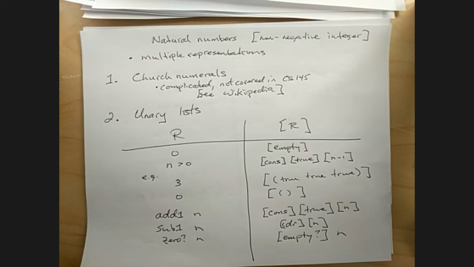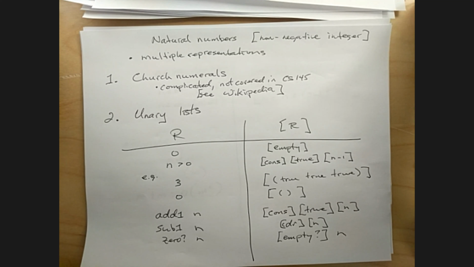Since we've already defined cons, car, cdr, lists, and booleans, instead of using Church numerals, we're going to look at using lists to represent numbers. The simplest way to use a list to represent a number is to have a list where the number it represents is the length of the list. So if we have a list with 0 elements, that represents 0. If we have a list with 1 element, it represents 1.